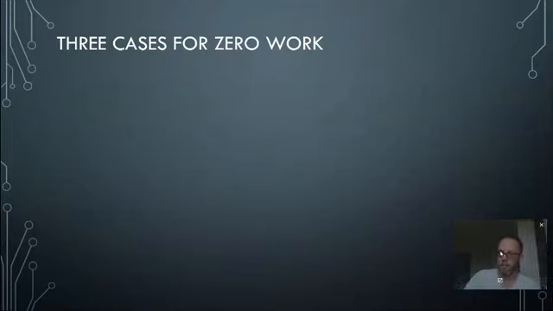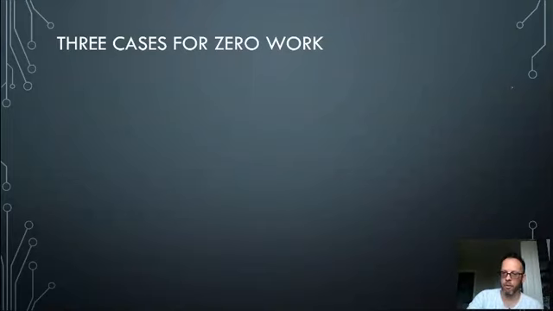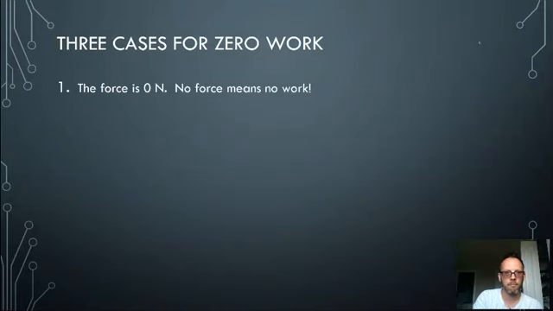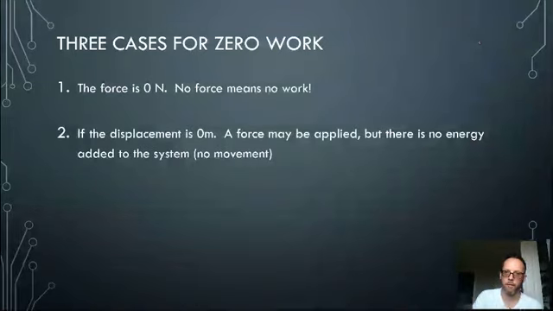So work can be positive if energy is being added to a system, negative if it's being removed, and there's three cases where no work is done. And it basically comes from the three variables in the formula work equals force delta D times cos theta. So if there's no force, there's no work. So that's pretty easy. The second case is if the displacement is zero.